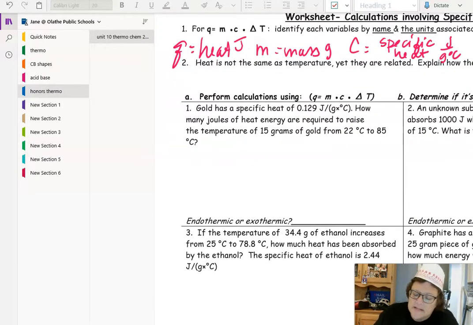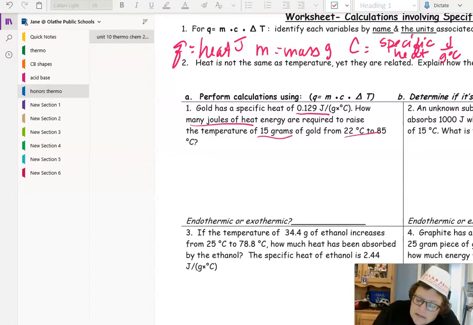So gold has a specific heat of 0.129 joules. So there's our C. How many joules of energy? That's our Q we're solving for. If we know we have 15 grams and our temperature changes from 22 to 85. So we just set up Q equals MCΔT.